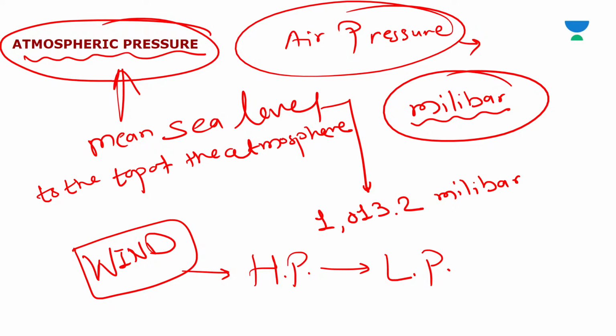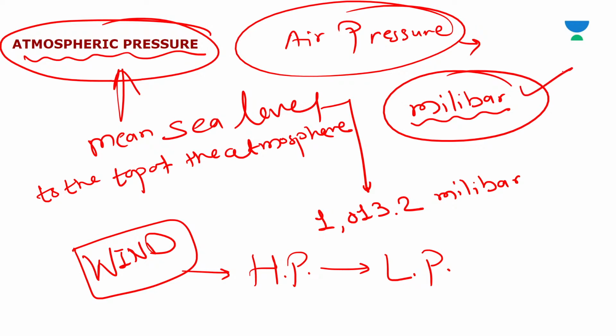Now, the vertical variation of pressure we will discuss. So friends, let us revise: our body is subjected to a lot of air pressure. As one moves up, the air gets rarefied and one feels breathless. The weight of a column of air contained in a unit area from the mean sea level to the top of the atmosphere is called atmospheric pressure, and it is expressed in units of millibar.